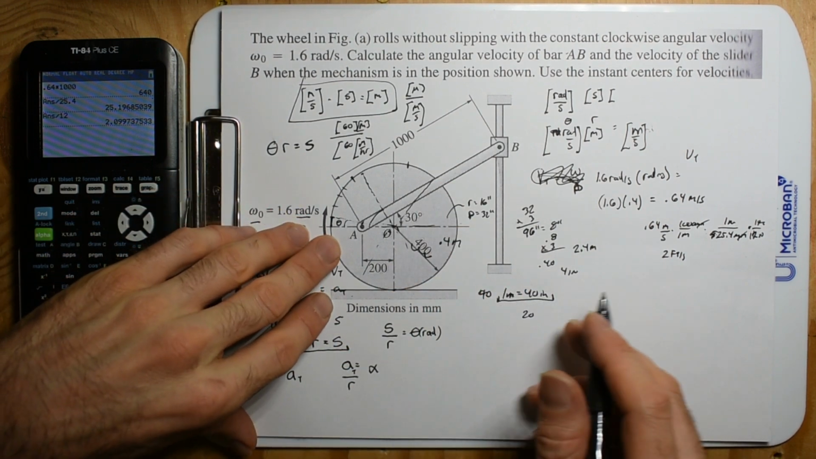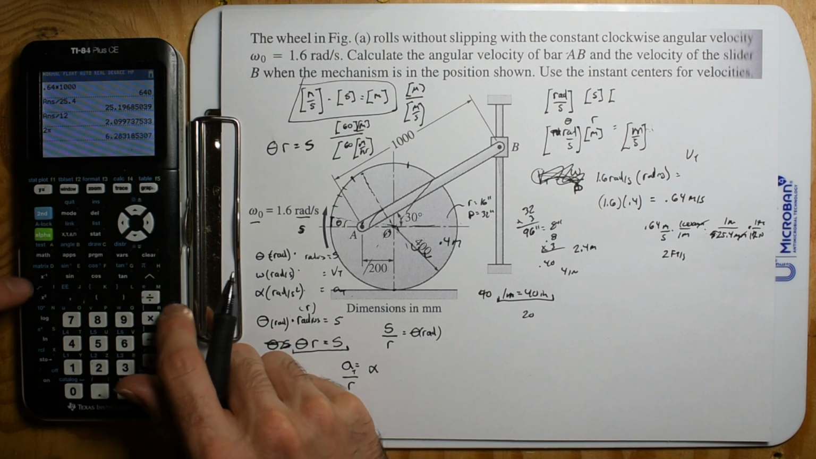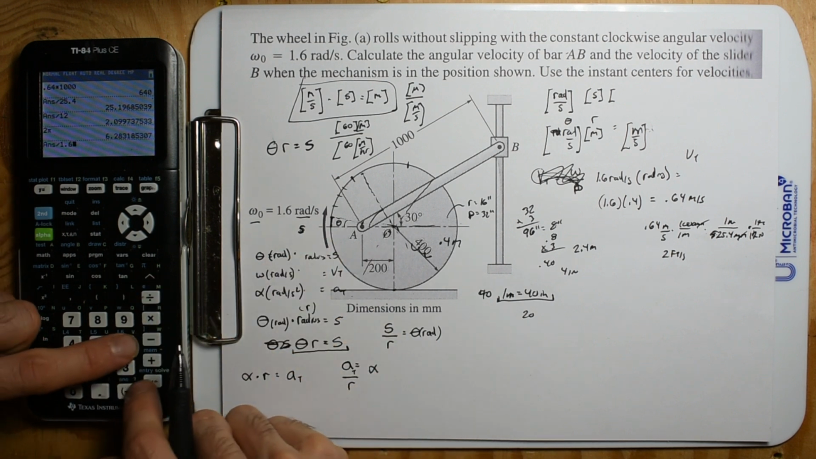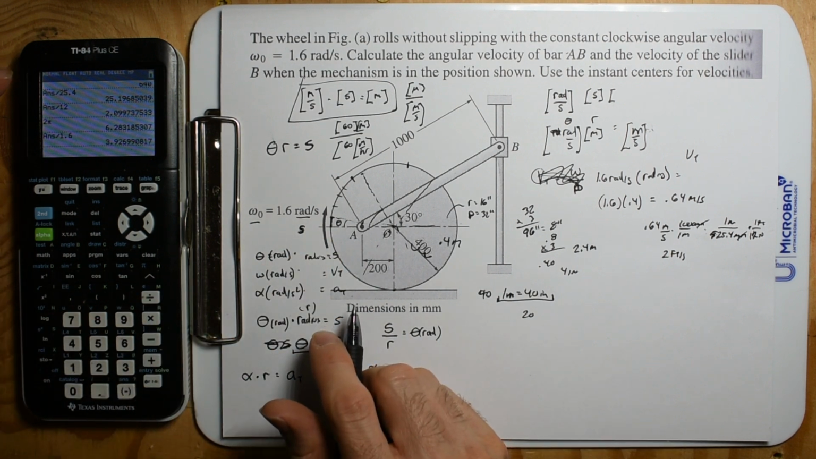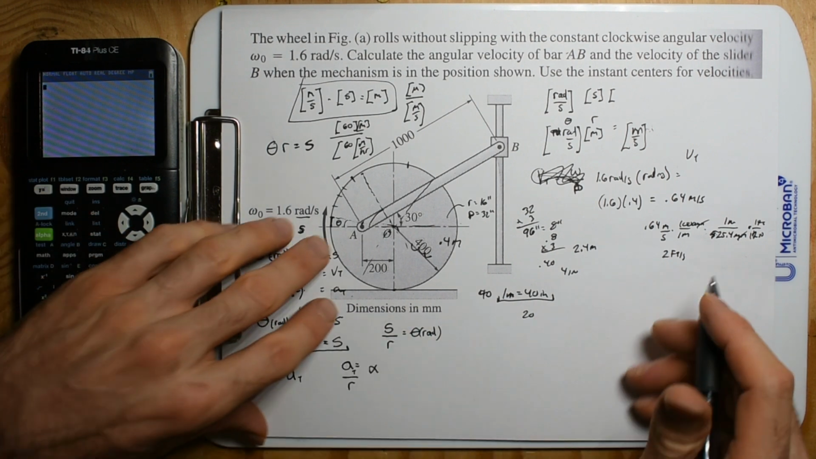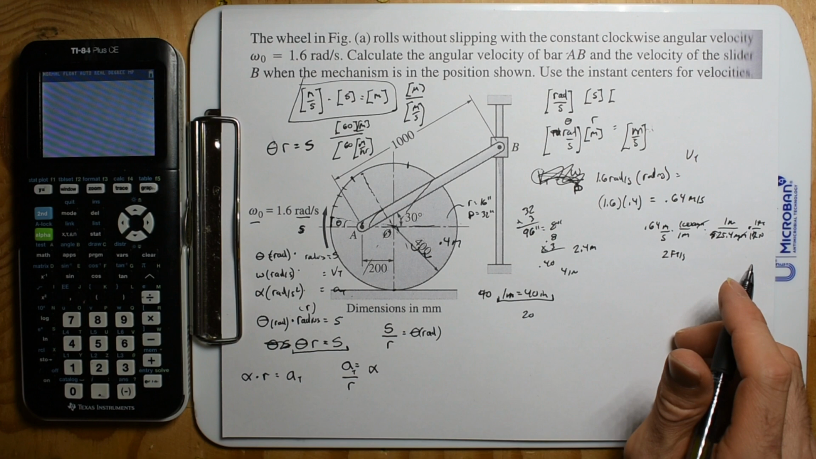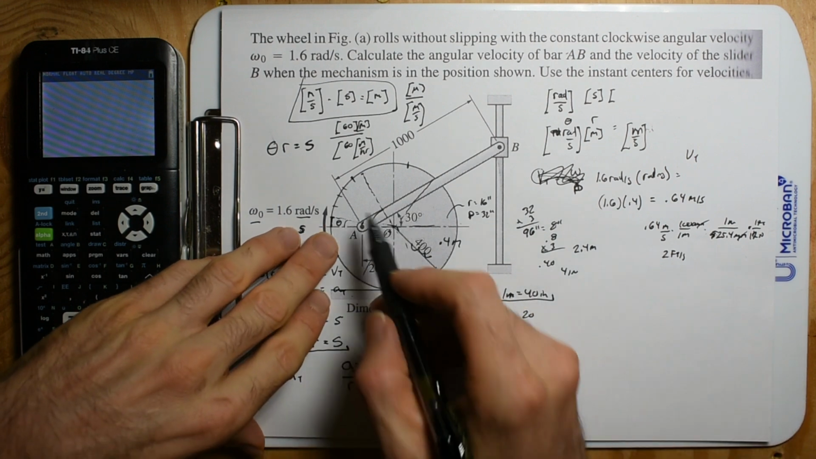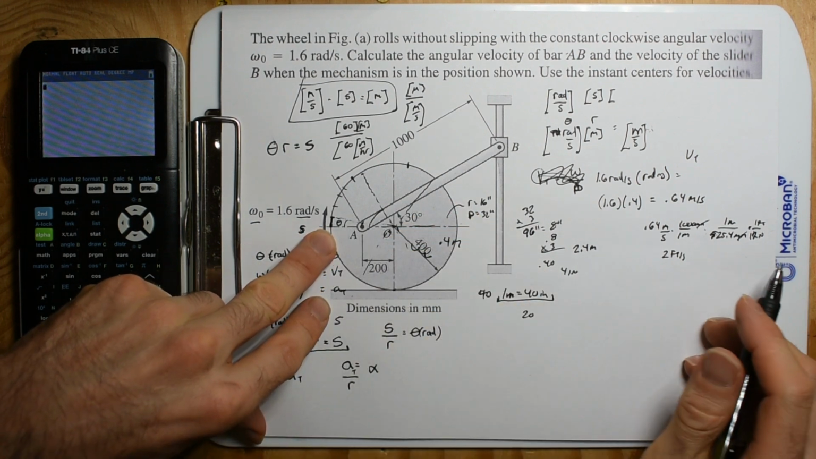Well, I guess there's 2 pi radians in a circle divided by 1.6. I don't even know what we're doing right now. Holy Toledo. Okay, so what are we doing?